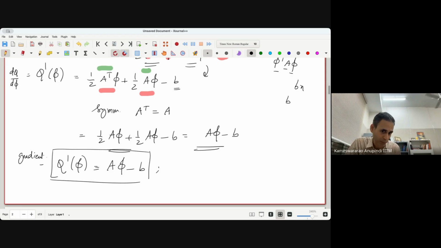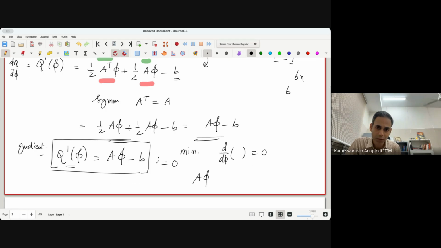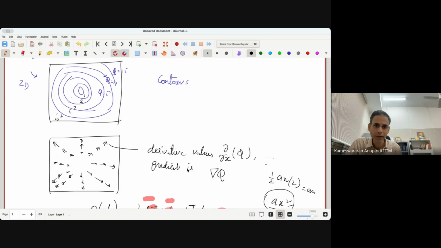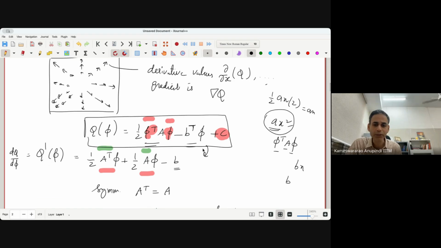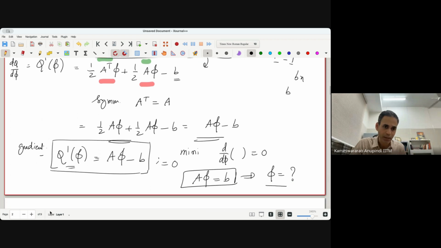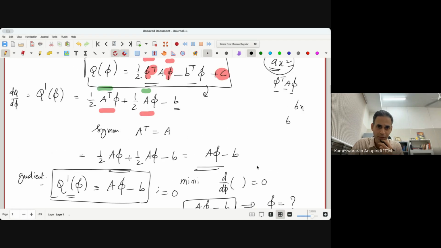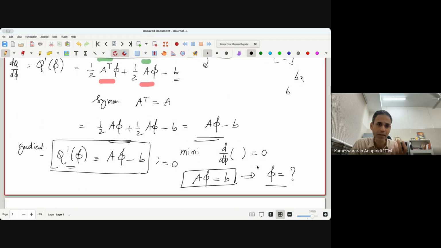We said that if you have a minimization problem, we take the derivative with respect to phi of something and set it equal to 0. I have already taken the derivative, so I just have to set this equal to 0. If I set it equal to 0, I am actually solving A phi equals B, which is what I want to solve. I want to obtain phi, and instead of solving A phi equals B directly, if I were to minimize this nonlinear problem, that gives me the value of phi. That is the idea of these gradient methods.